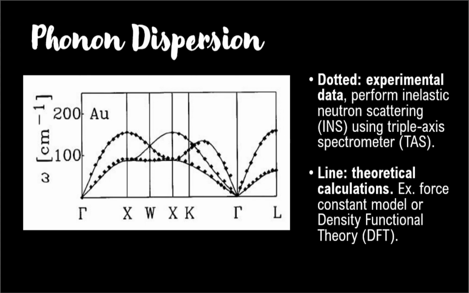the experimental data. It is performed using inelastic neutron scattering (INS) using a triple axis spectrometer (TAS). For the line, it is theoretical calculations, for example, force constant model or density functional theory (DFT). So we can see the theoretical and the experimental match quite well.